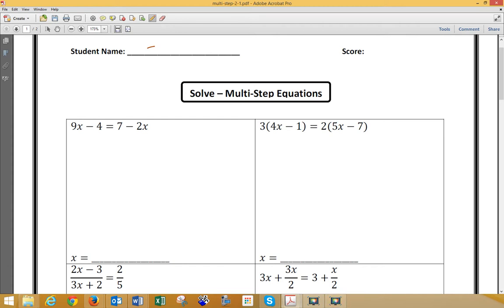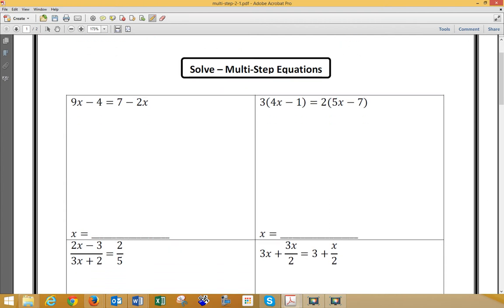Carrying on with these multi-step questions, we need to now look at question 2 here. When we have the 3 outside of the brackets, we're going to look at BEDMAS. Inside the brackets, there's no simplifying we can do because there's no like terms. There's no exponents. So now we're looking at multiplication and division.